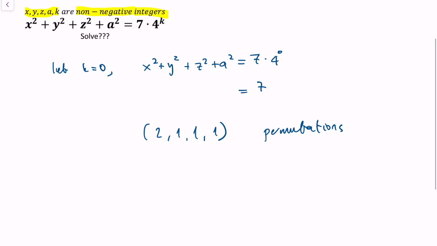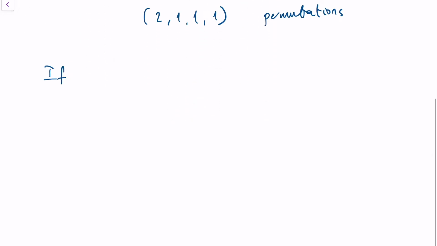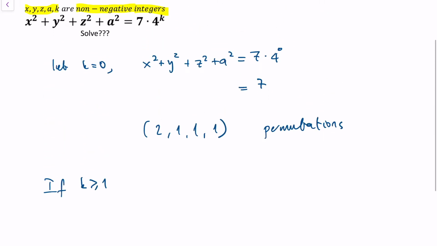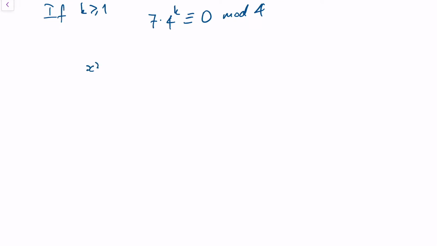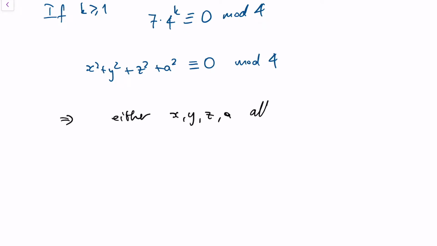of this set. Now, if k is greater than or equal to 1, it is clear that the right-hand side of the equation is equal to 0 in mod 4. This implies that x squared plus y squared plus z squared plus a squared is 0 in mod 4. And it follows that x, y, z, a are either all odd numbers or all even numbers. One or the other, right?